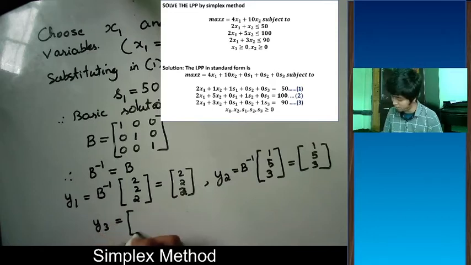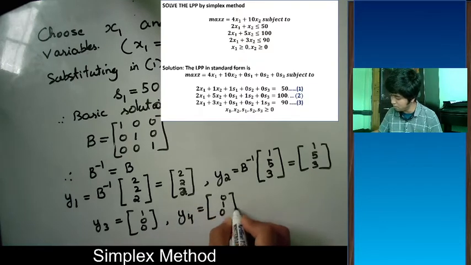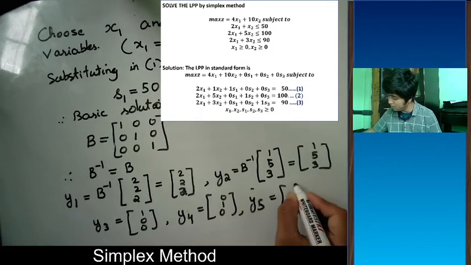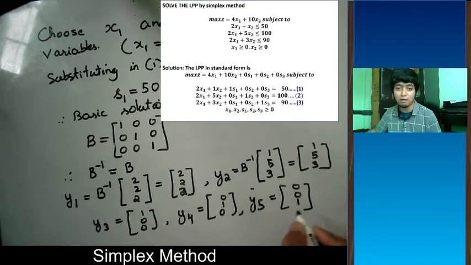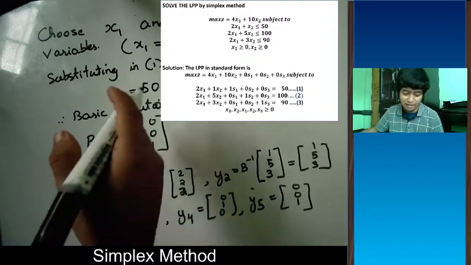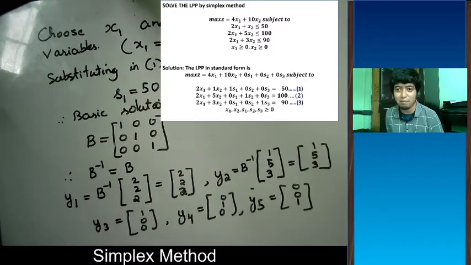Y3 will be 1, 0, 0. Y4 will be 0, 1, 0. And Y5 will be 0, 0, 1. Okay, so we have found Y1, Y2, Y3, Y4, Y5. After finding all this, now we can go to the first simplex table.